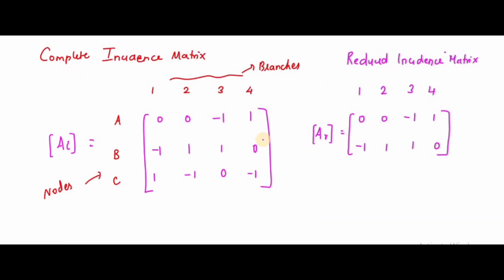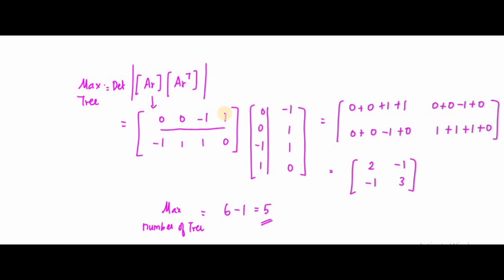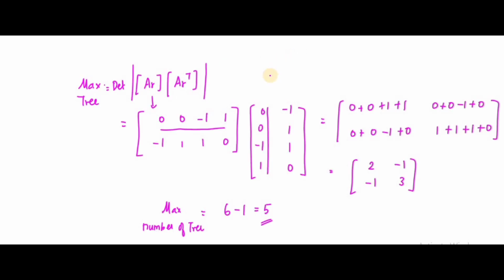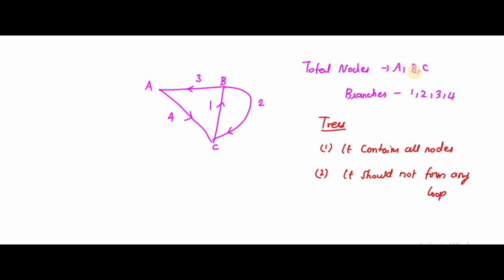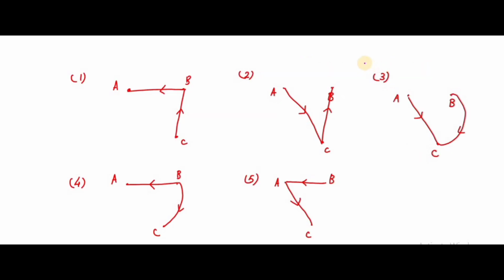Next, the rank of the tree or rank of the graph: the formula is n minus 1, where n is the number of nodes. Here there are totally 3 nodes, so you substitute 3 minus 1. So the rank of the tree or rank of the graph is 2.